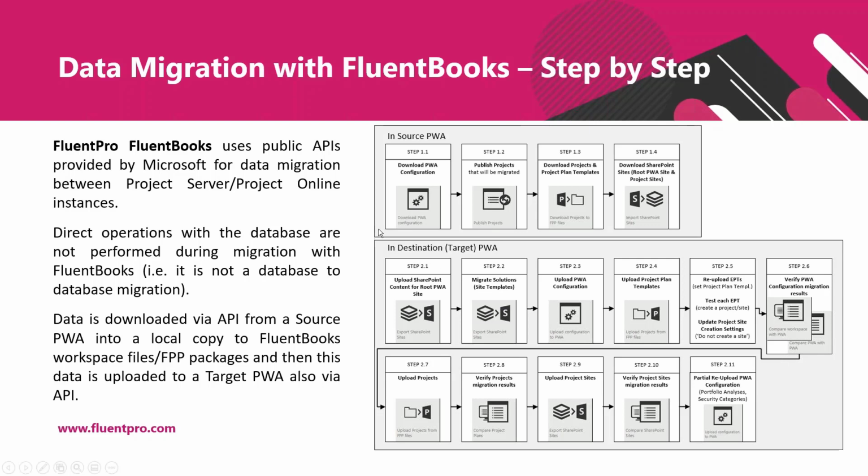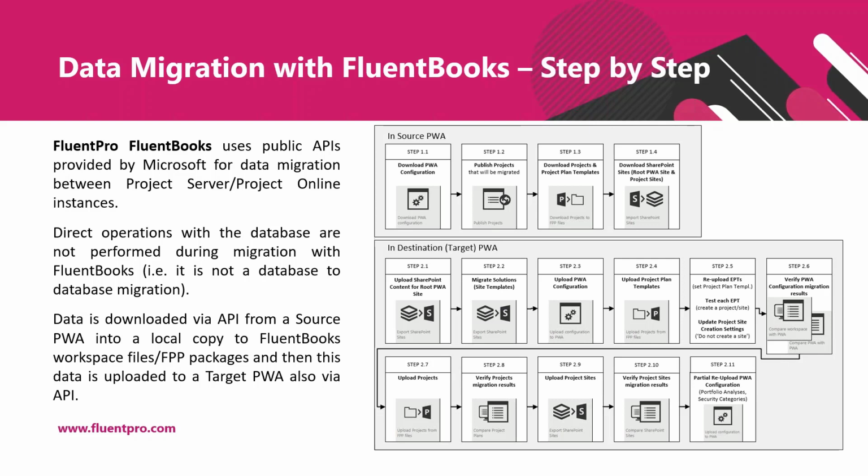So the first step is to download PWA configuration using the Download PWA Configuration Wizard. Then the next step is to publish projects that will be migrated, and FluentBooks has a Publish Projects wizard that, with assistance of Project Professional, will bulk republish the projects. So basically, FluentBooks will launch Project Professional and initiate opening of each of the projects one by one, and Project Professional will publish them.